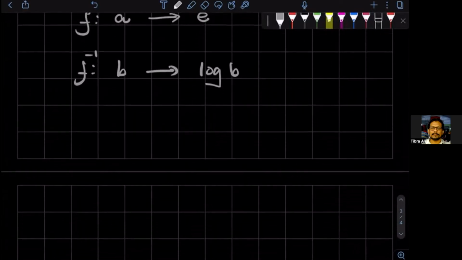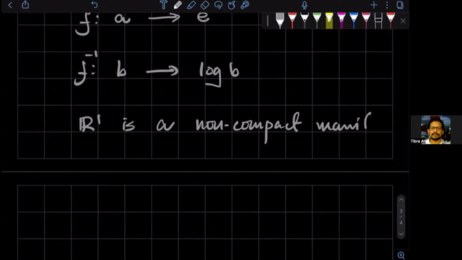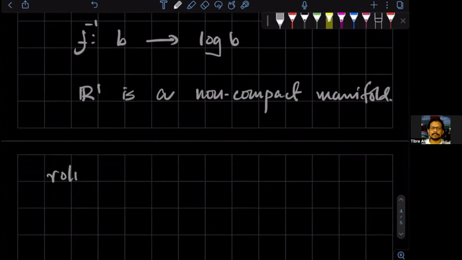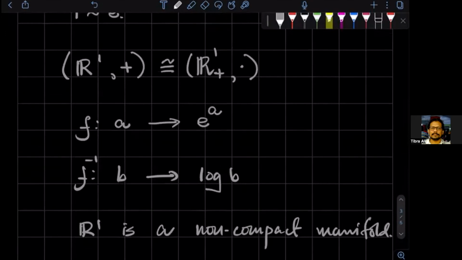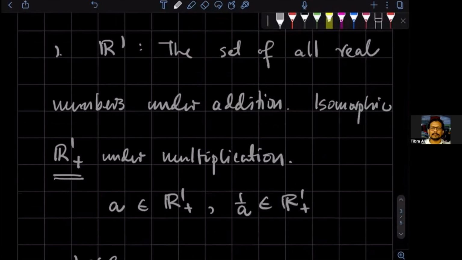Now, one of the things I want you to notice is that R1 is a non-compact manifold. Okay, which means that its volume is infinite, right?